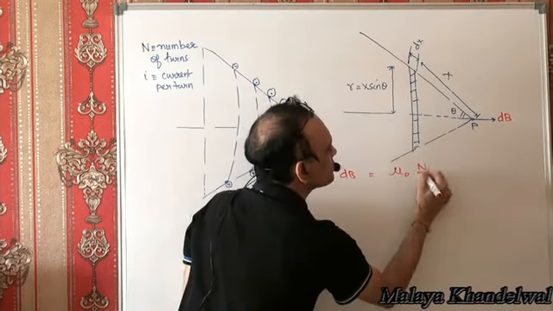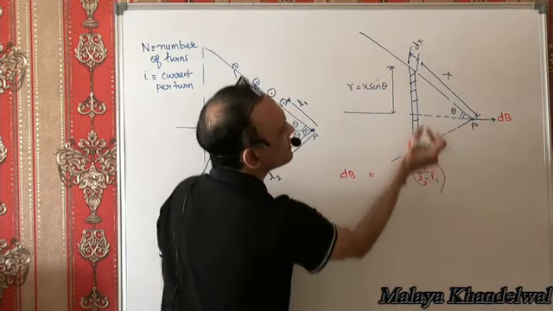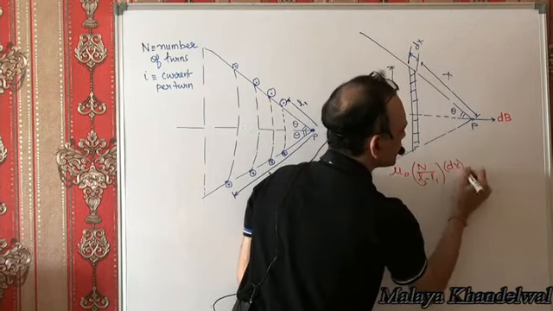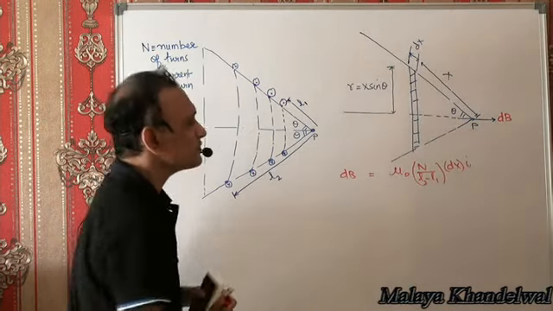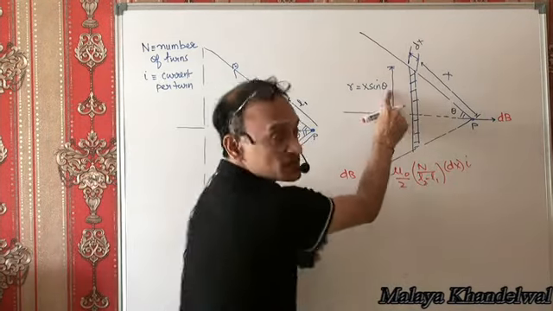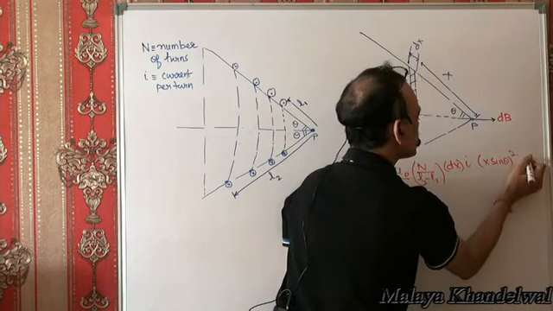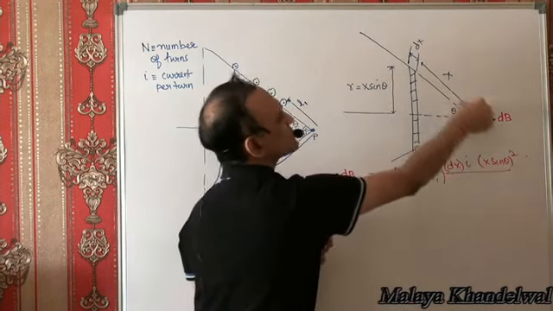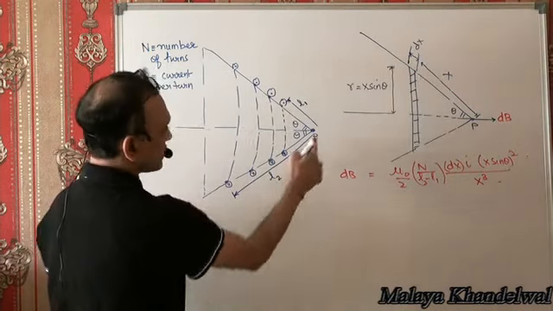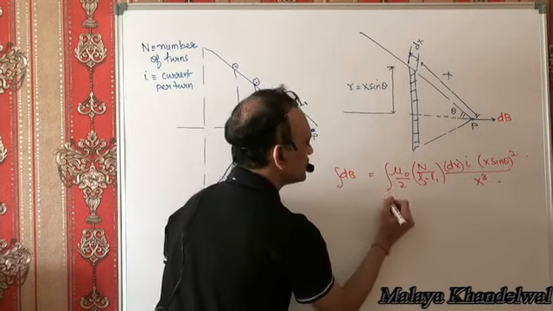So the number of turns per unit length along the slant height is n by L2 minus L1. So over dx, the number of turns is going to be this, into the current I per unit turn, divided by 2 into the square of the radius, which is x sine theta whole squared, divided by r cubed, which is x cubed, right? Where x runs from L1 to L2. I need to sum it up.